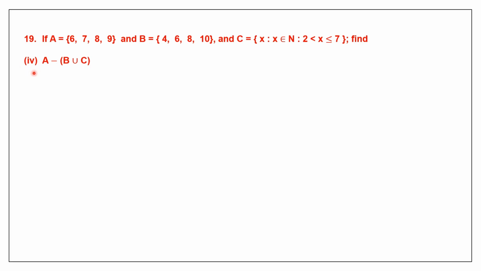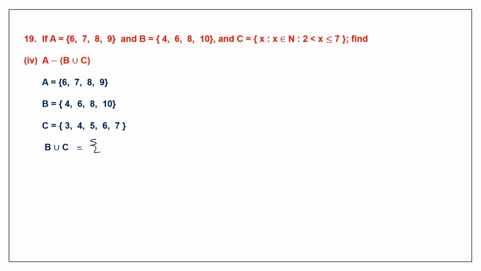Here we have question 4, A minus B union C. So first we need to find B union C and then the difference. So let's have all the elements of A, B and C. Now let's find B union C. B and C are here. We write all the elements of B union C.